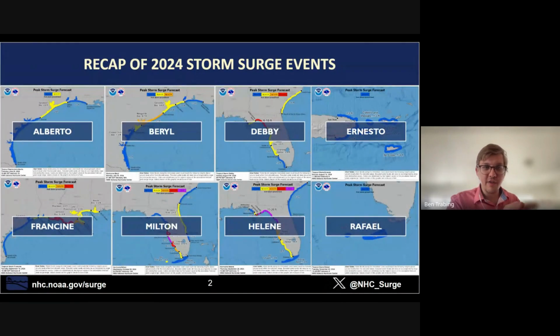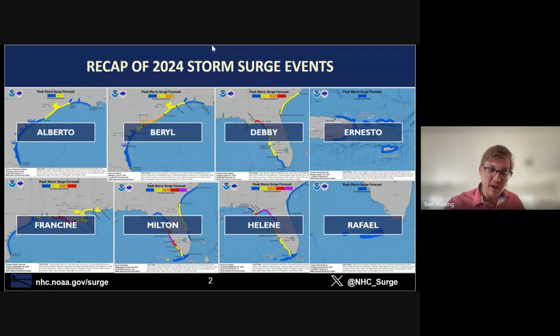So just to first off give a recap of 2024, it's been a pretty busy season. We've had 8 storms that have required the issuance of storm surge forecasts, going from the early storms, Alberto, Beryl, and Debby, Ernesto actually having forecasts for storm surge, and that was a case for Puerto Rico. Rafael actually even had some forecasts, and then Milton and Helene, the big impacts there.